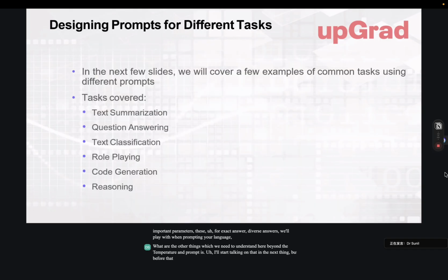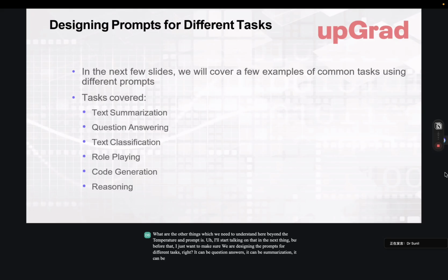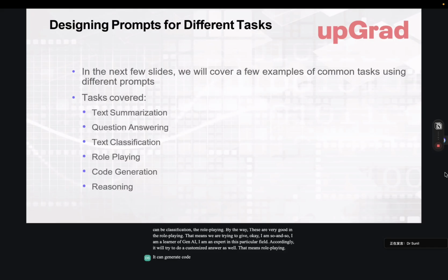But before that, I just want to make sure we are designing the prompts for different tasks, right? It can be question answering, it can be summarization, it can be classification, role playing. By the way, these models are very good at role playing. That means we are trying to give, okay, I am so and so, I am a learner of Gen AI, I am an expert in this particular field. Accordingly, it will try to give a customized answer as well. That means role playing. It can generate code, it can do reasoning. Some of these are a part of it, right?